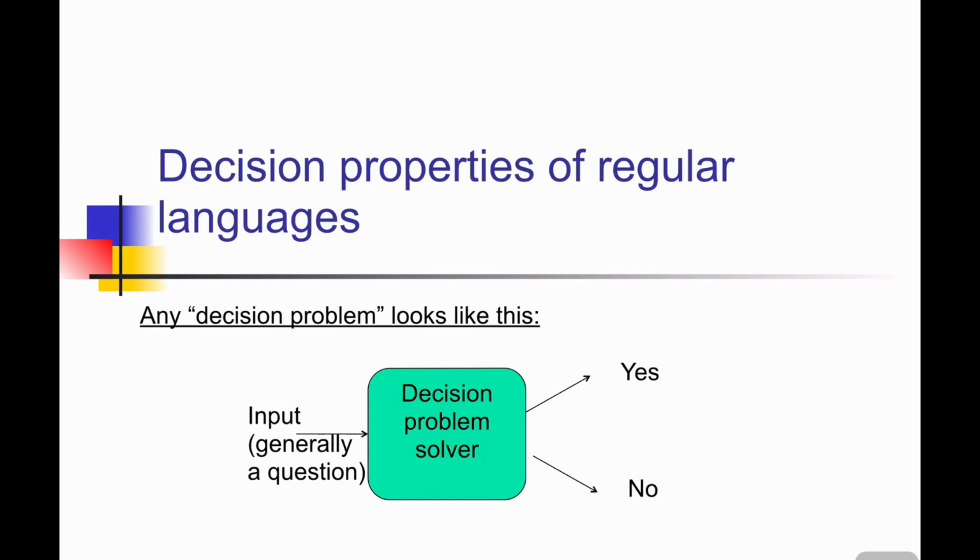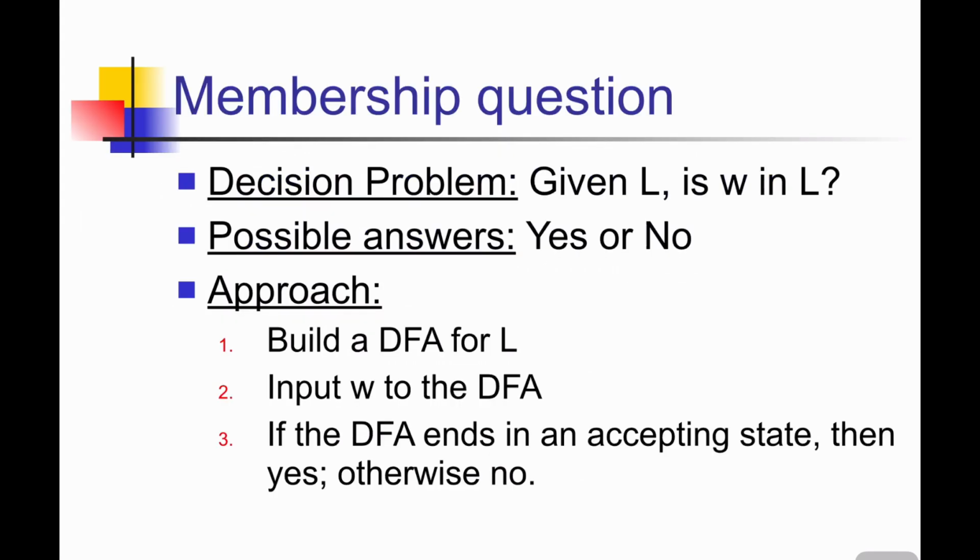Decision properties of regular languages: any decision problem looks like this. We have a problem solver machine, that might be a DFA, NFA, PDA (pushdown automata) or Turing machine. Given an input for this decision property, the decision will be in terms of yes or no, or accept or reject.